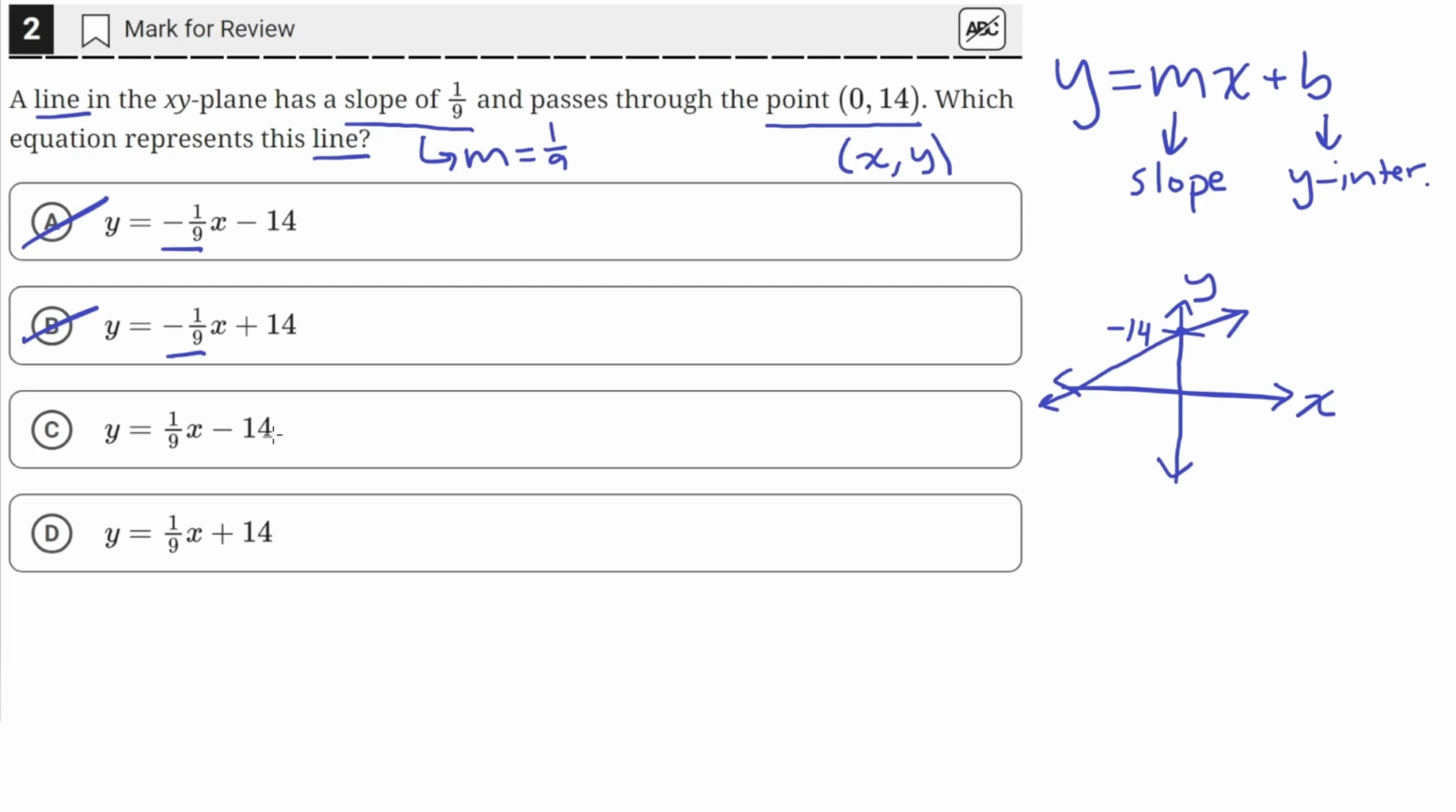So the only answer choice that has a positive 14 as the y-intercept and a slope of 1/9 is answer choice D. So answer choice D is correct. Answer choice C is wrong because it says that the y-intercept is negative 14, which is incorrect since it passes through the point (0, 14), not (0, negative 14). So D is the correct answer.